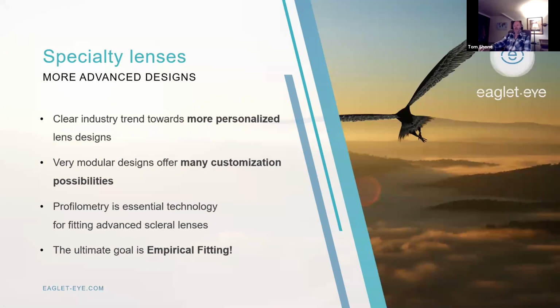So in terms of specialty lenses, I already kind of alluded to this, but there's a clear industry trend towards more personalized lens designs. This is often referred to as customization or free form. So we're headed towards more complicated lenses, and we're almost to the point where, certainly in most complex cases, a custom lens is warranted and needed. The design of the software and the design of the lenses mean that many customizations are possible. This requires precise information about what's going on the eye.